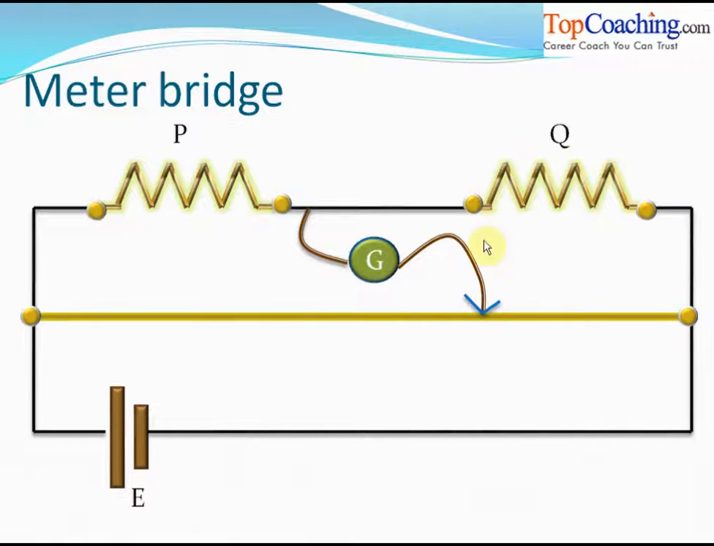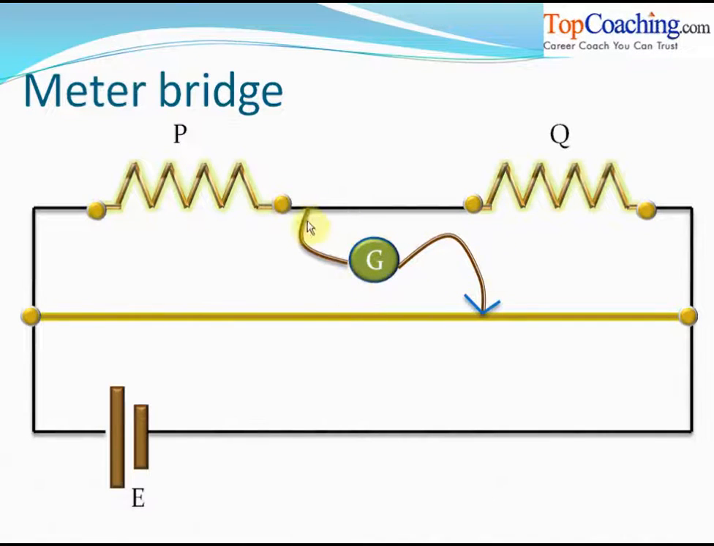A meter bridge is a device used to calculate the value of an unknown resistance using the Wheatstone bridge principle. You see, a meter bridge consists of two resistances, P and Q. One of these two resistances is unknown. Now there's this resistance wire, this yellow wire that you see on your screen. This is the resistance wire, and it's placed right below the two resistances P and Q.